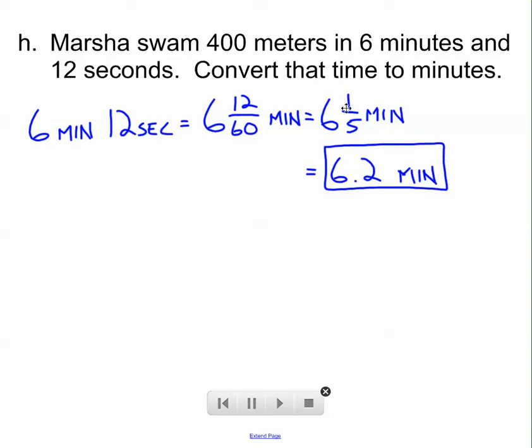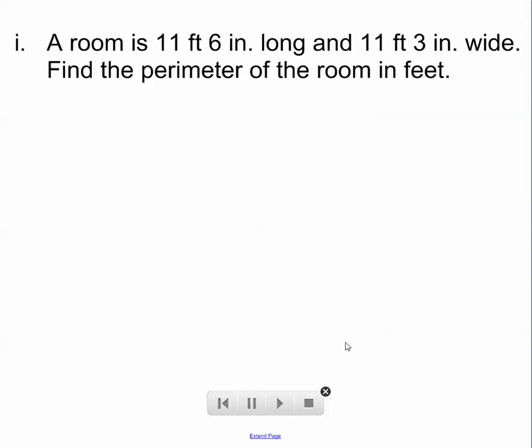Really, either one of these would be fine. 6 1/5 minutes. Usually we express time in decimal points. I don't think it really matters though. 6 1/5 minutes or 6.2 minutes, they're both fine. But the starting point is the key thing. 12 seconds is 12/60ths of a minute.